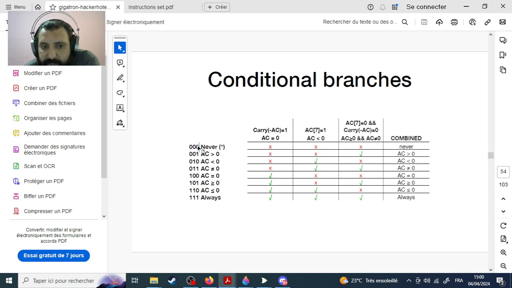We have this combination: 0, 0, 0. This is what we call an impossible condition. This condition says that the value of AC is not less than 0, is not greater than 0, and is not equal to 0. This is impossible. This is why it's called never. If you check this one, you have the first bit activated. That means AC is less than, the first bit represents the less than. The second bit is greater than. I reversed. This bit is greater than, AC is greater than 0. This bit is the reverse, AC is less than 0.